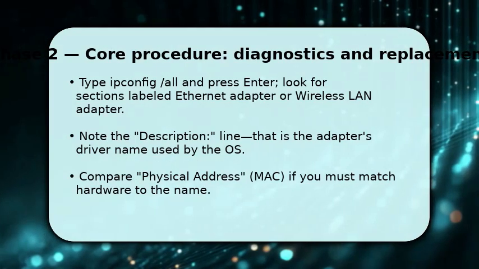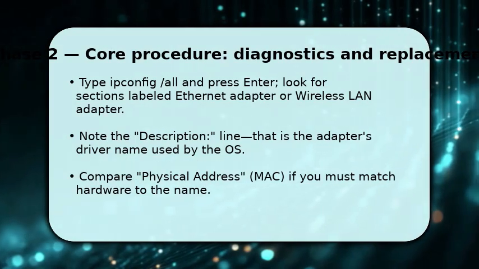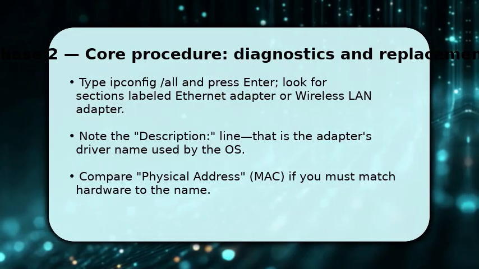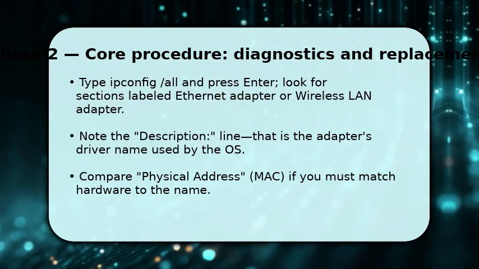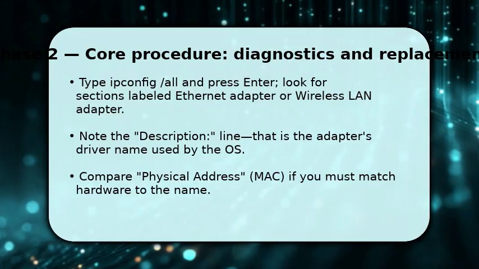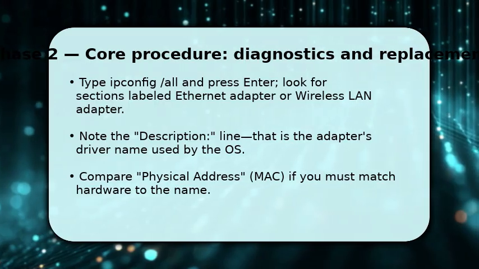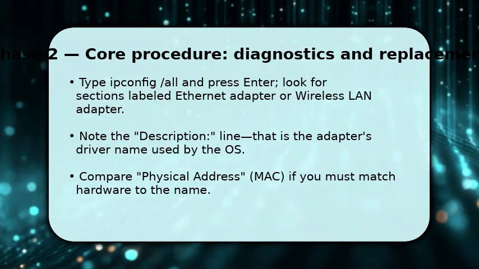Now read the output carefully. Each adapter appears under a heading like Ethernet adapter or wireless LAN adapter. This immediately narrows the candidate names. You should focus on the description line because that is the adapter name the operating system and drivers use. It often includes vendor and model info.